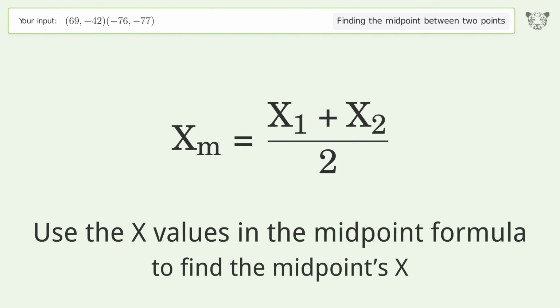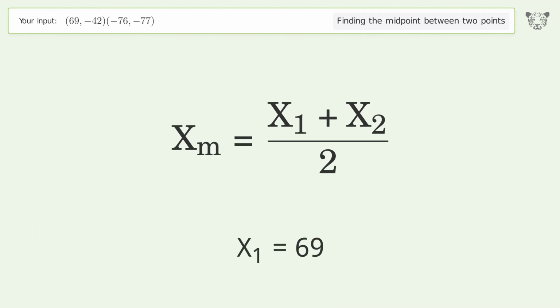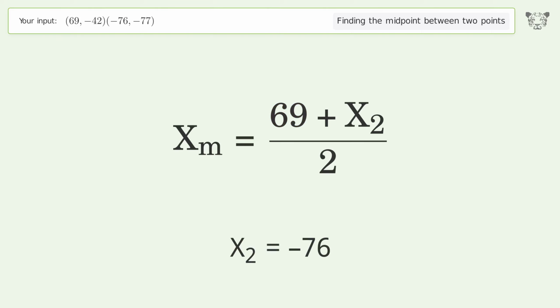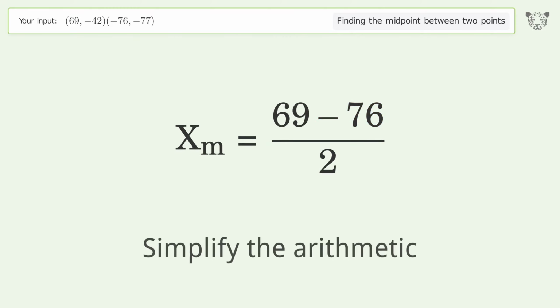Use the x values in the midpoint formula to find the midpoint's x. x1 equals 69. x2 equals -76. Simplify the arithmetic.